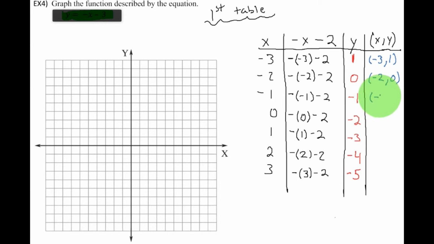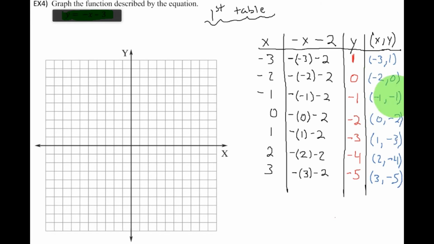When x is -1, y is -1. When x is 0, y is -2. When x is 1, y is -3. When x is 2, y is -4. And when x is 3, y is -5.